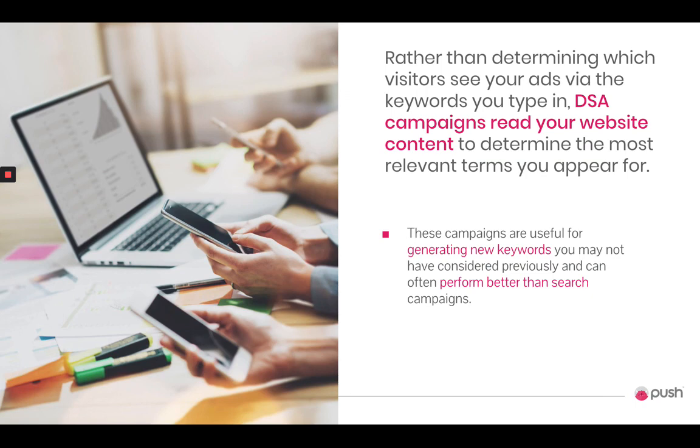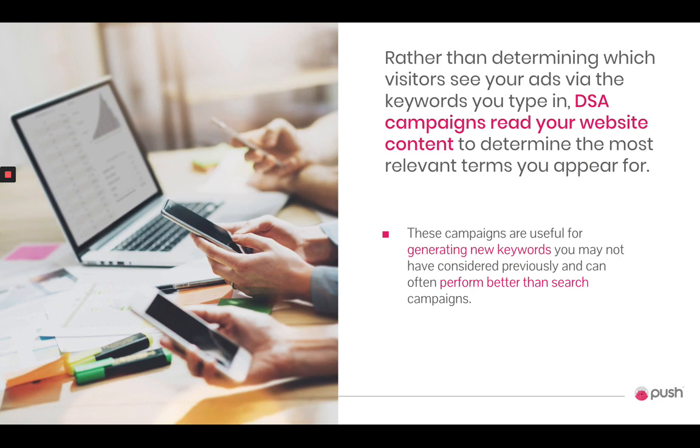And 8% of searches every single day on Google are brand new and haven't searched before. So you think you know the keywords people are going to type in, but be prepared that there will be new ones that you won't have considered. So it's definitely worth having DSA campaigns that you can test alongside the search campaigns too.